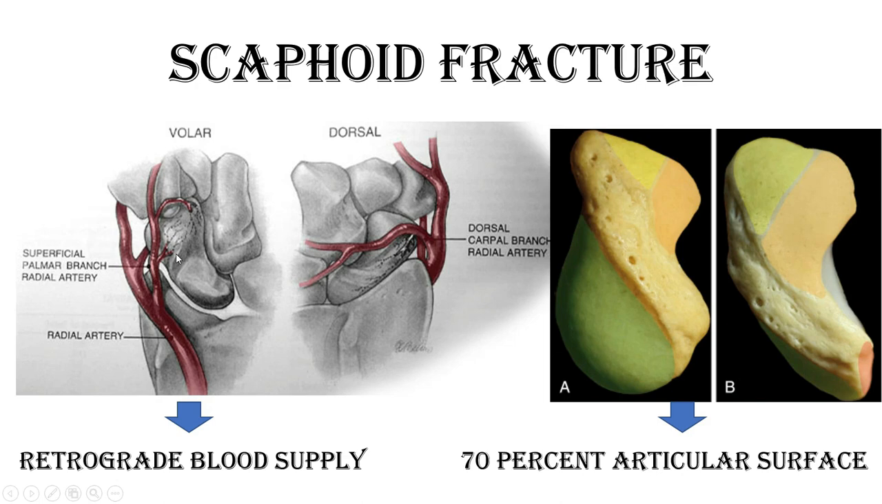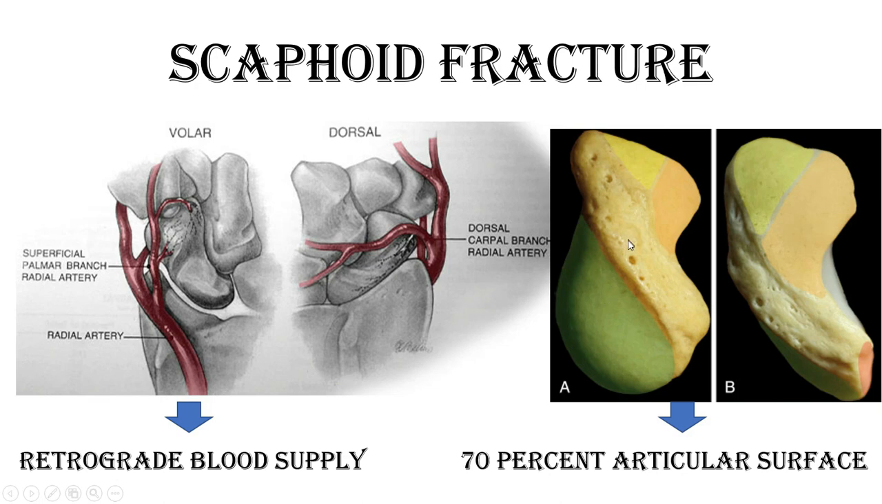But the peculiarity of blood supply to the scaphoid is that it comes from distal to proximal. Another peculiarity of the scaphoid is that it is an intra-articular bone, with 70% of its surface area articular, like the talus. So if there is any fracture, due to the fracture and gap, there is a chance of secondary osteoarthrosis or pain over the wrist joint.